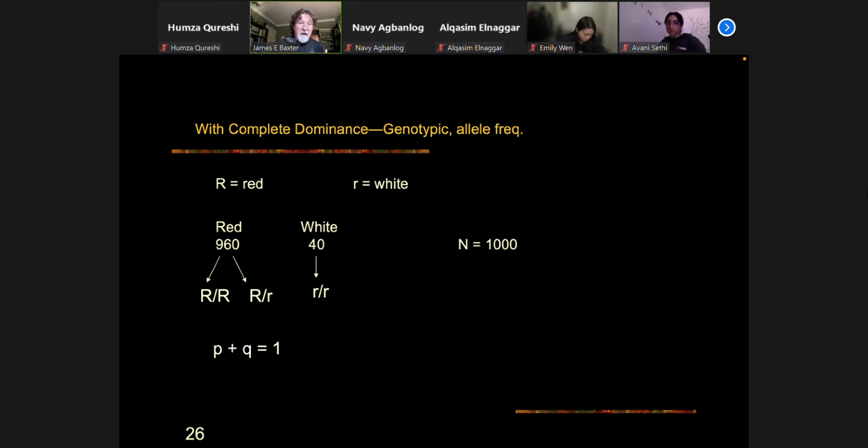And so we have this formula, P plus Q equals 1, okay? P stands for the allele frequency of the dominant allele. Q is the allele frequency of the recessive allele. We can figure out what Q is. However, we need to do something.